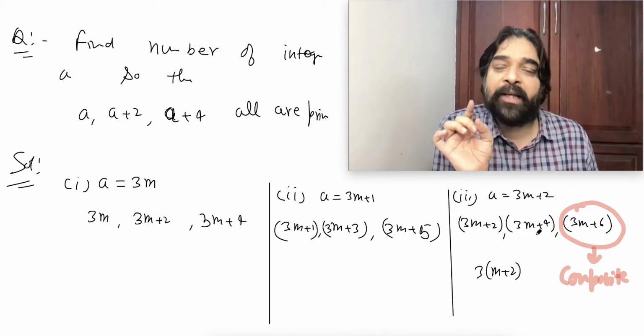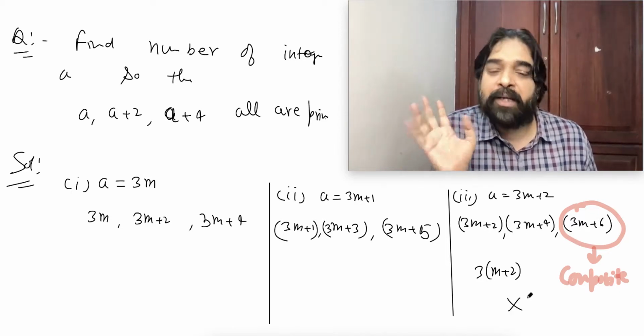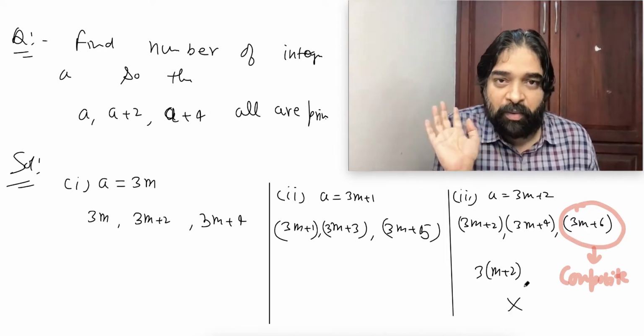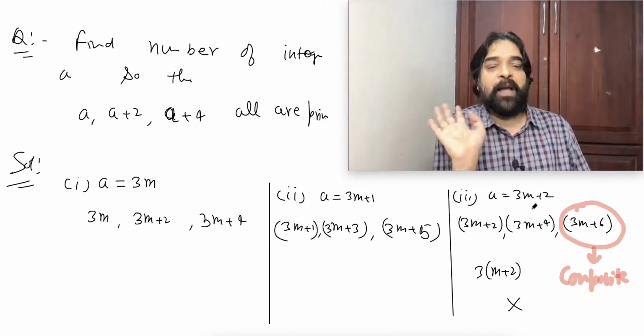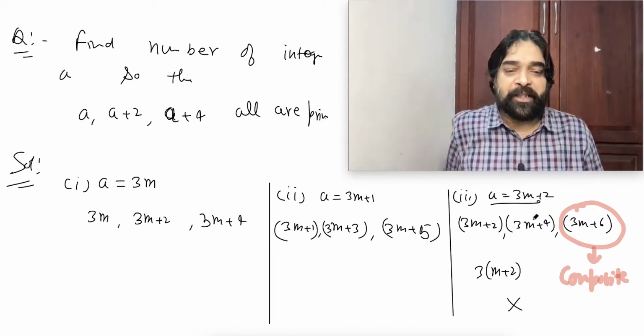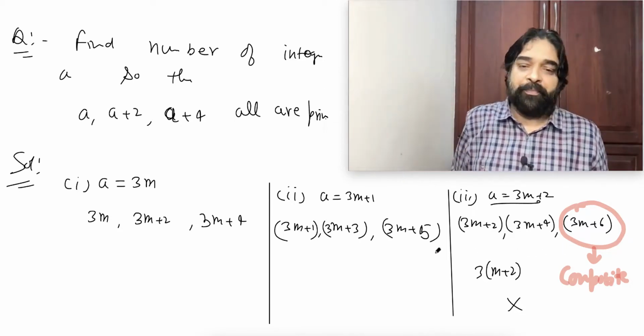So all 3 cannot be prime together. So this case is impossible. Yes or no? It means no value of m is there for which this kind of integer, all 3, can be prime.